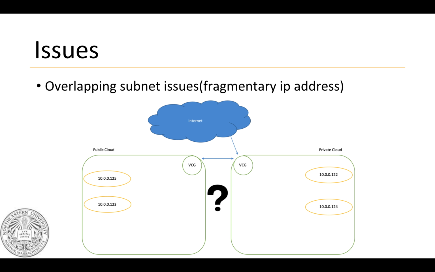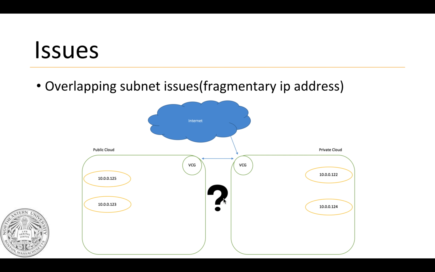Okay, so VPN is an existing solution for this, but there is some problem that VPN cannot solve. For example, in this graph, on the left side is the public cloud. We have two machines with IP addresses 10.0.125 and 10.0.123. And on the right side is the private cloud. We have two machines with IP addresses 10.0.122 and 10.0.124. In this case, the traditional VPN cannot work here because we are not able to divide these two groups of machines into a perfect subnet CIDR block.